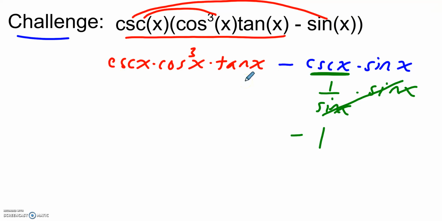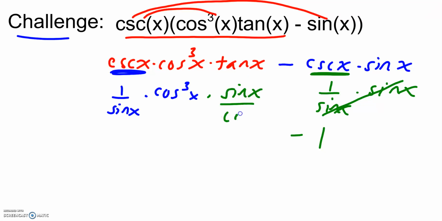Again, let's think about our quotient identities. Let's think about the reciprocal identities. I'm generally a person that likes to do sines and cosines if possible, so let's see what we can do from here. Cosine cubed is not an identity. It has to be squared to be Pythagorean. So what if we tried some tricks that we've already used? What if we replace this with 1 over sine of x? Let's for now keep the cosine cubed alone, and let's replace tangent with sine of x over cosine of x.